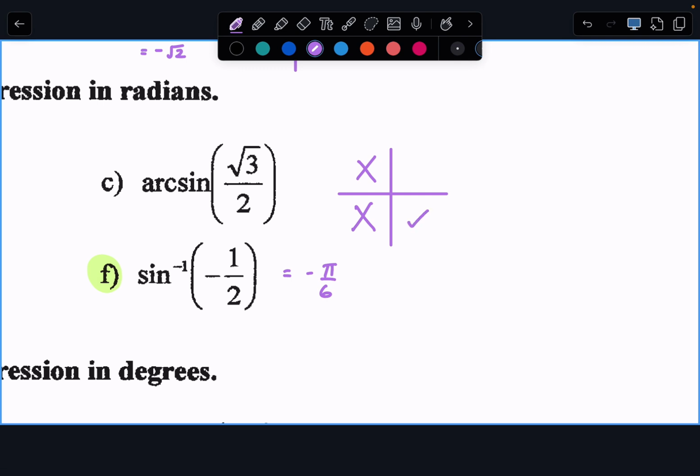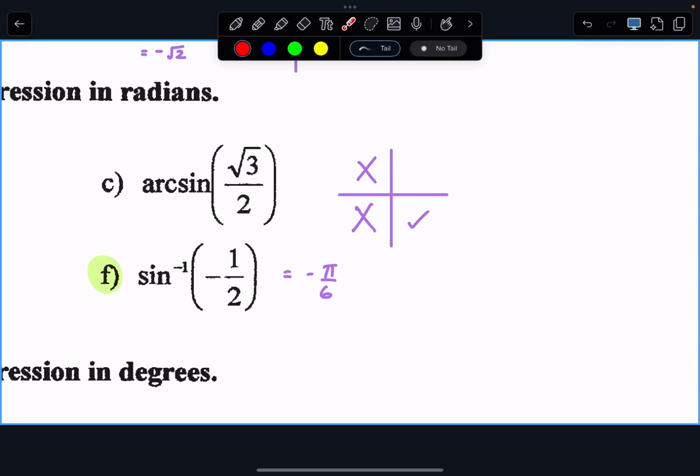Remember, we don't go this way. I need to stay over here. We don't go this way and say that it would be like, what is that, 11 pi over 6, because we would have to go into our undefined space to get there. Does that make sense? So just drop down. It's easier that way anyway, okay?